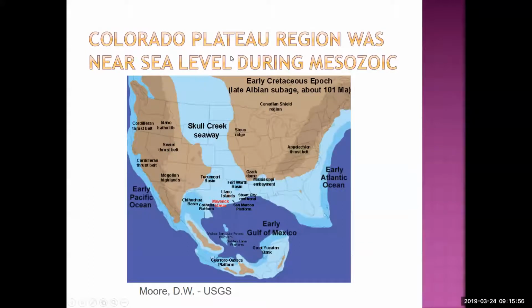So the Colorado Plateau region was near sea level during the Mesozoic, and so the coastline changed. So the formations might not be consistent across the entire plateau because one part might have been submerged under the ocean for a period of time and another part not. Here's the region of the Colorado Plateau. So you can imagine if the sea incurred over to here, then the entire plateau would be underwater. But if it was maybe here, then one part might be underwater and one part not.